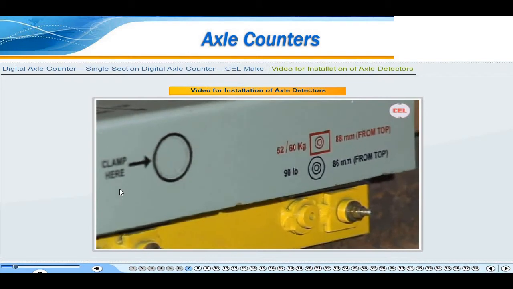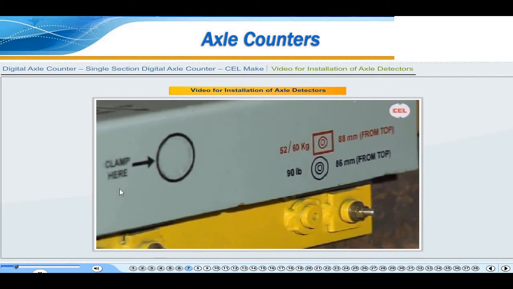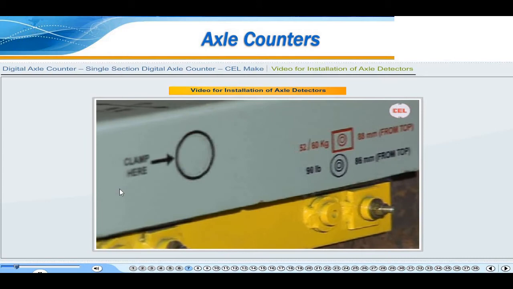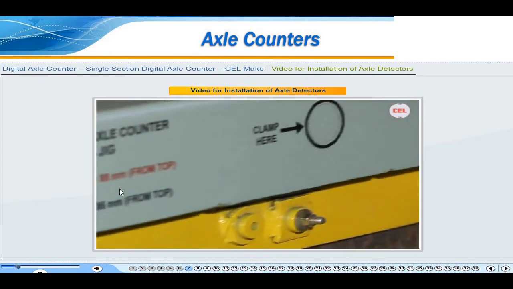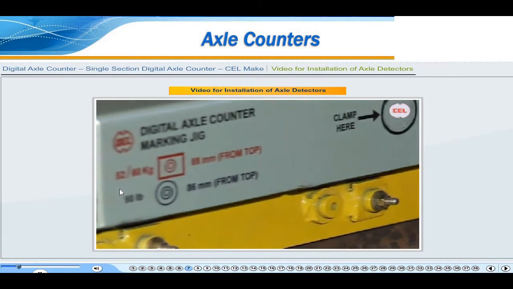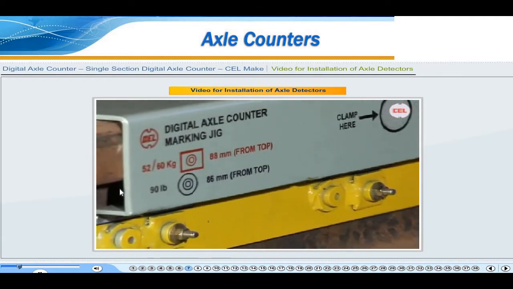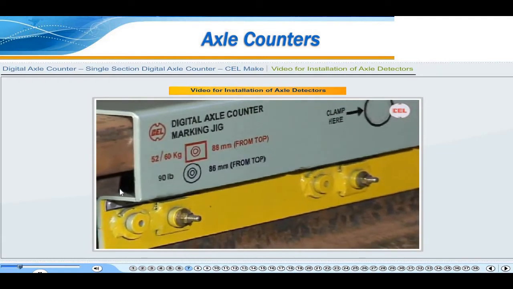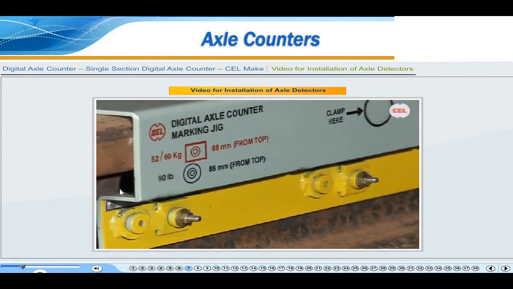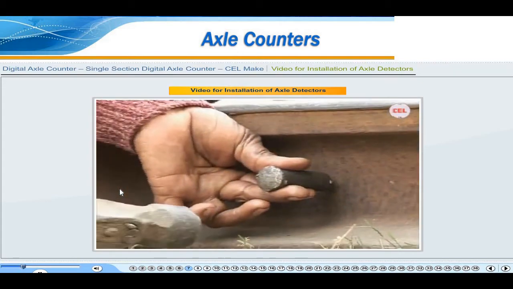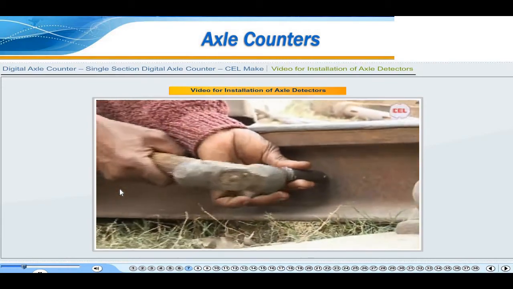Ensure that for the 60 kg and 52 kg rail, marking of 88 mm is used, and for 90 R, marking of 86 mm is used as given in the marking jig. Incorrect marking of 60 kg and 52 kg in 90 R rail will result in miscounting. Use ratchet or drilling machine for drilling the hole.